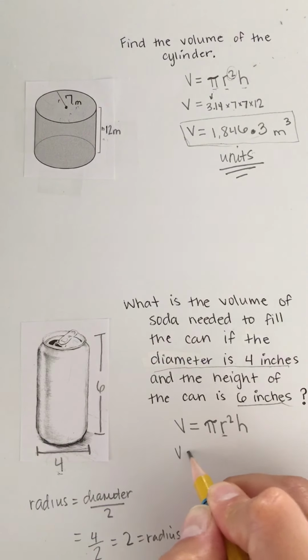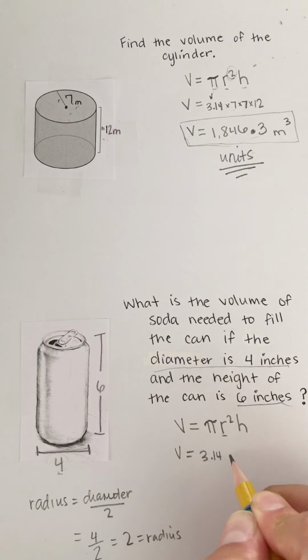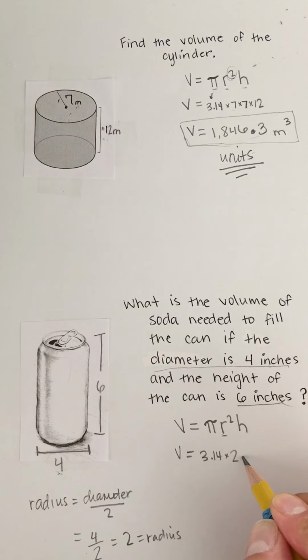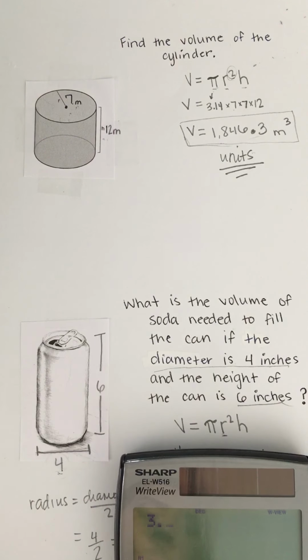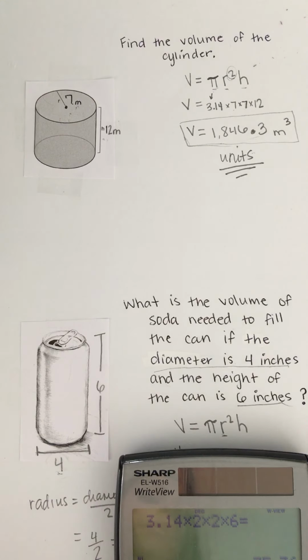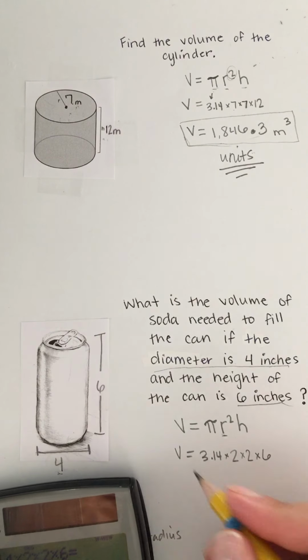So now I can go ahead and put my volume in there. So 3.14 for pi times r is 2. So 2 squared, which just means times itself again, times 6 the height. There you go. Put that in your calculator. 3.14 times 2 times 2 times 6. 75.36. You could round that, 75.4, if you round it to the nearest tenth.